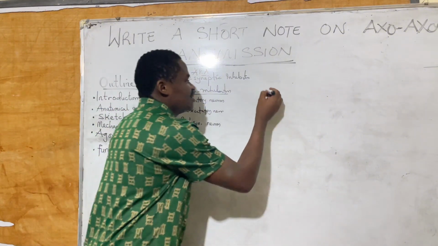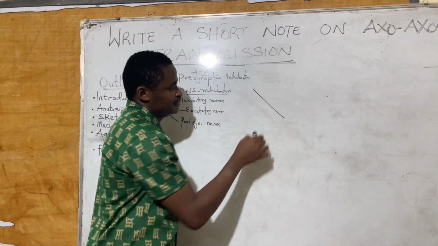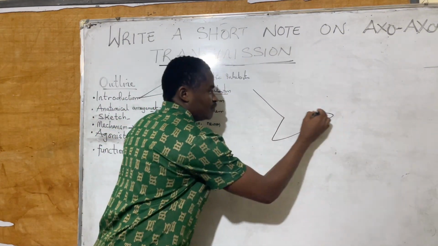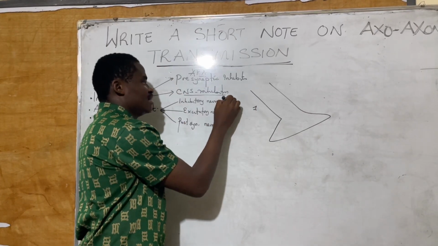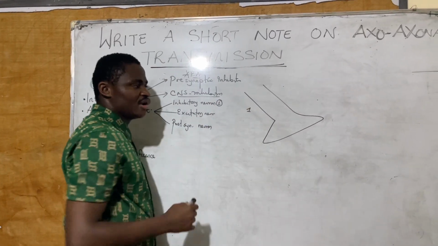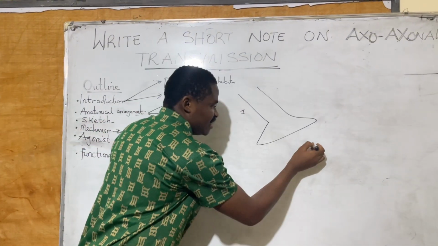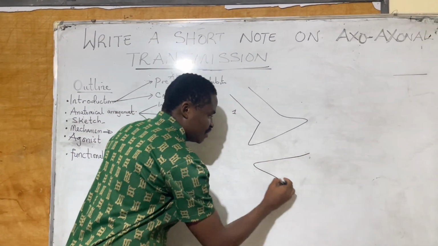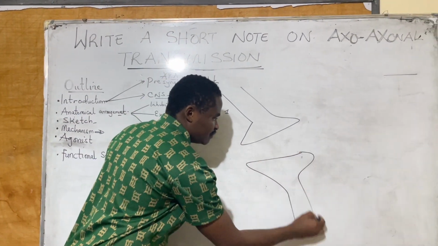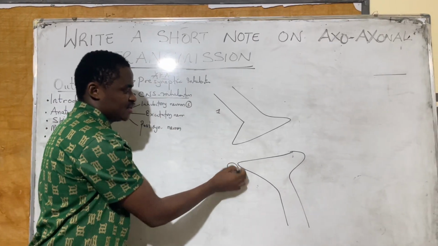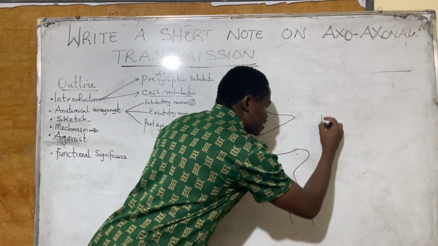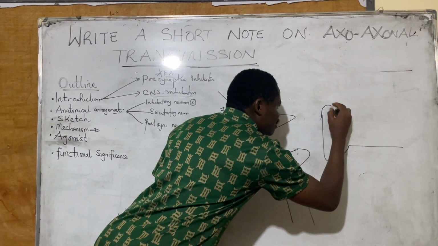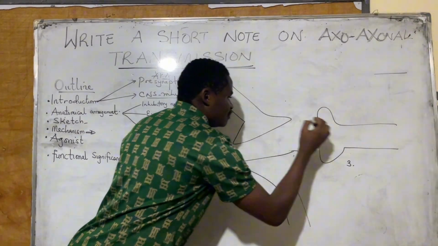Now, in a sketch format, you will see something like this. That is the number one here. So I call this number one, which is the inhibitory neuron. Then where it empties its information, I'm going to call it number two. And then where this information should be processed, I'll call that number three.